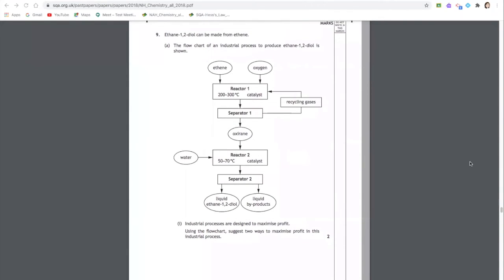9A, using the flowchart, suggest 2 ways to maximize profit in this industrial process. So maximizing profit, you're usually looking at recycling things. So you could recycle, what can you recycle here?